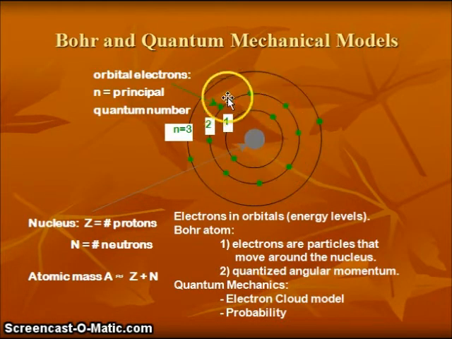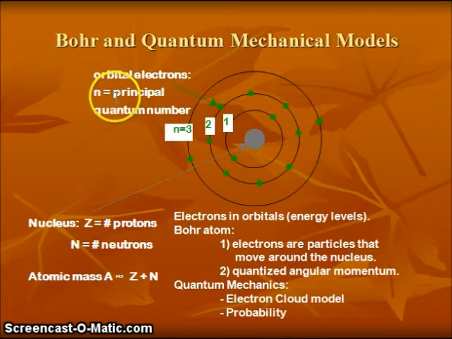The second level can hold as many as 8 electrons. The third level can hold as many as 18 electrons. And we keep building up beyond this. So in the Bohr model of the atom, we know that electrons are particles that move around the nucleus and that they have quantized angular momentum. This means that an electron must exist in one of the energy levels. It cannot exist somewhere between those energy levels.